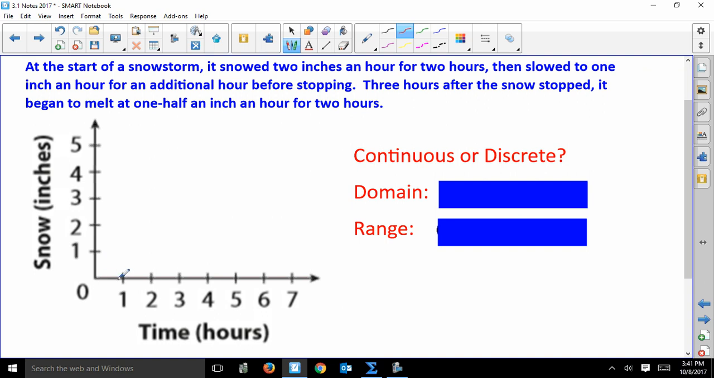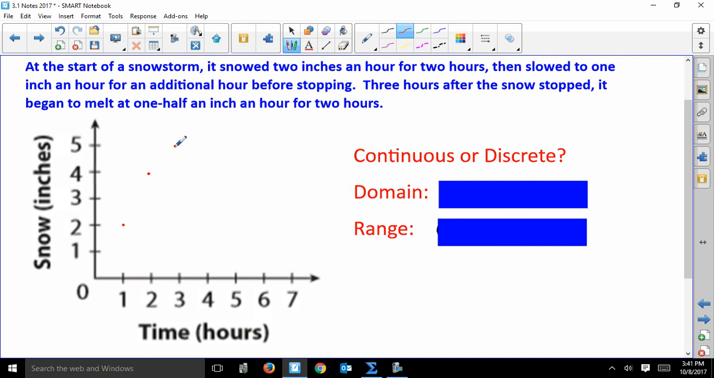So after 1 hour, it had snowed 2 inches. That would be 2 inches per hour. And it snowed at 2 inches per hour for 2 hours, so after 2 hours, there are 4 inches of snow. It says then that the snow slowed to 1 inch an hour for an additional hour. So in the next hour, now we're at 3 hours, it snowed 1 additional inch. So now we're at 5 inches of snow.